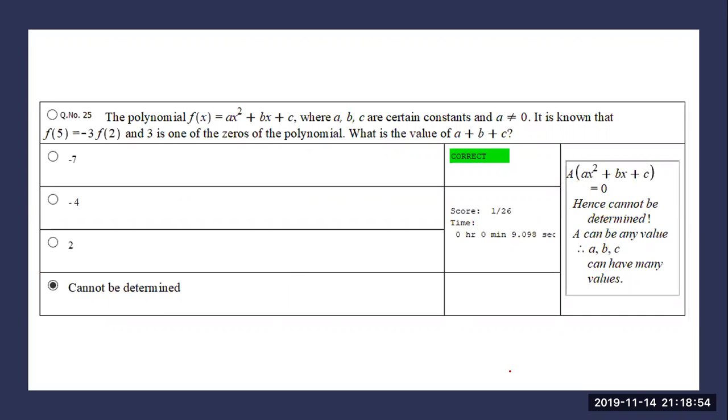So this completes my 25 questions on algebra. Are you comfortable with this now? A bit better than before. Better than before. I'll just stop recording. I'll speak to you now.